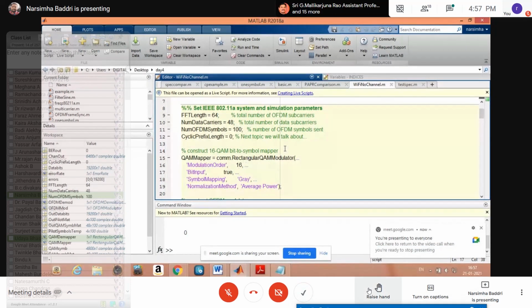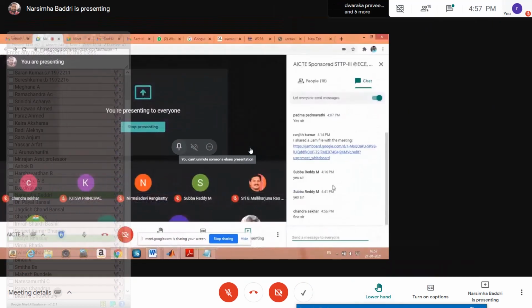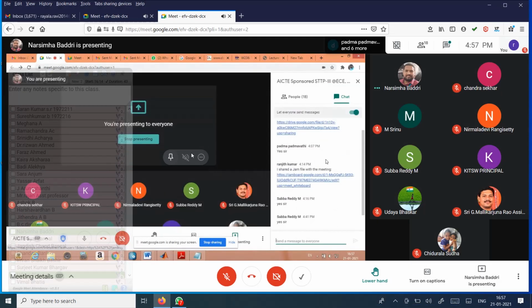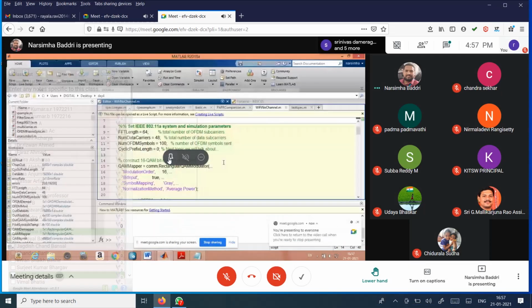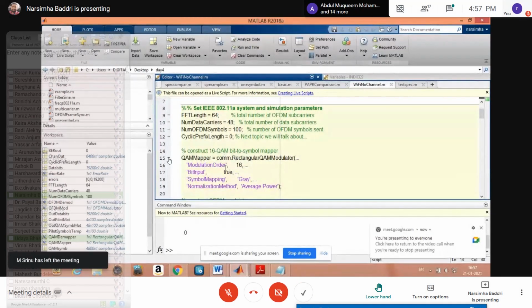Okay, thank you. The same parameters we have chosen, and this is a generalized program. I have not written the program in detail; I have only used some objects in the toolboxes, calling those functions directly.